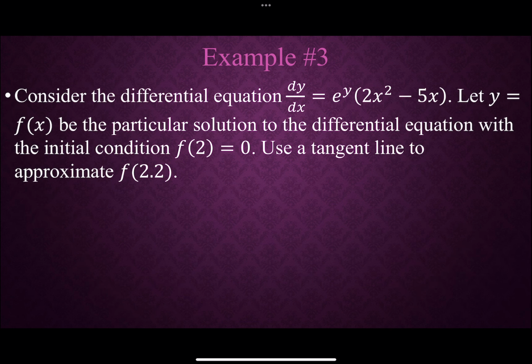Now, you might also get this in what's called a differential equation. We're going to talk more about differential equations in Unit 7, but a differential equation in its most basic form is an equation of derivatives. So dy dx, there's our derivative, equals e to the y, 2x squared minus 5x. Y is the function f of x. It's the particular solution for the differential equation. It has initial condition f of 2 equals 0. We want to estimate what f of 2.2 is.